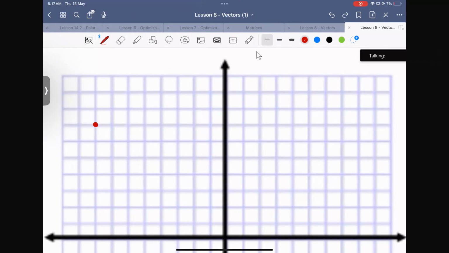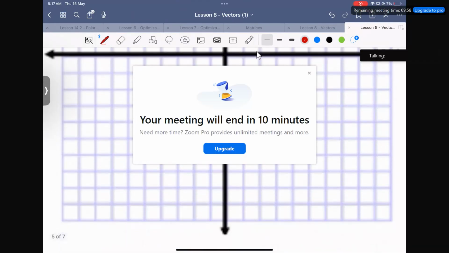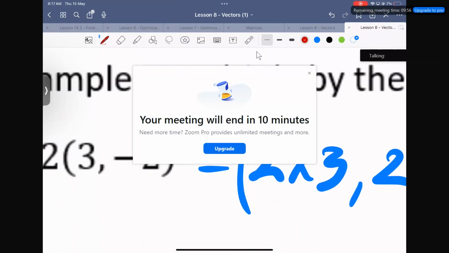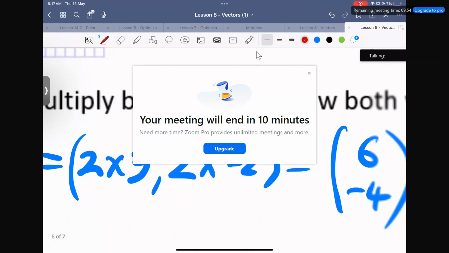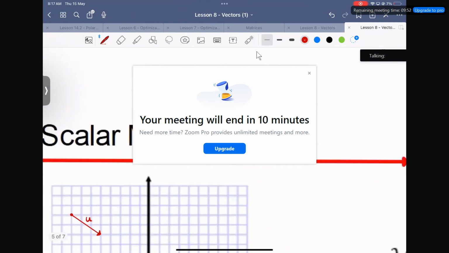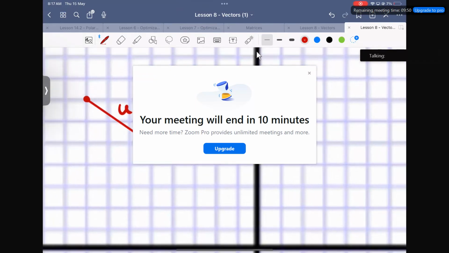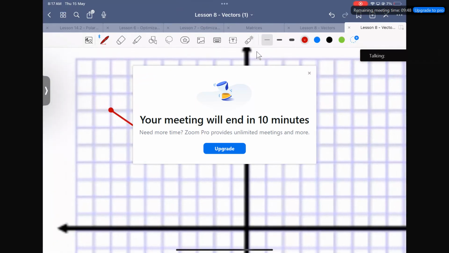It's going to give me this. This is the vector u. Then we multiplied it by 2, and we got 6, minus 4 as our vector. It doesn't matter where we place it on the plane. If I start here and I go 1, 2, 3, 4, 5, 6, and then 1, 2, 3, 4.